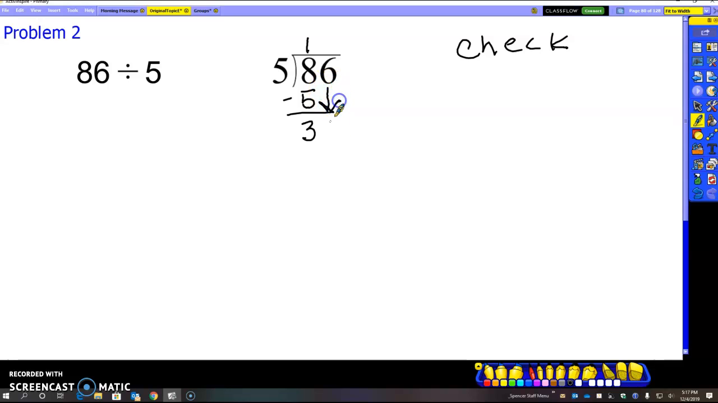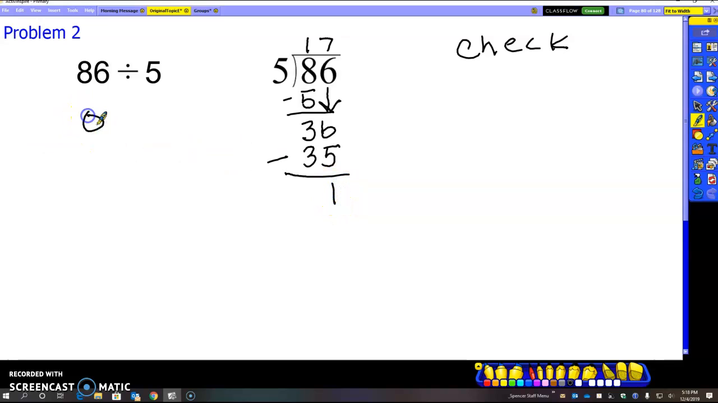Then I bring down the 6. I have 36, and 5 goes into 36 7 times. That's as close as we can get without going over, because if I go in 8 times, I'm at 40, and that's too many. So 5 times 7 gets me 35. So I have a remainder of 1.